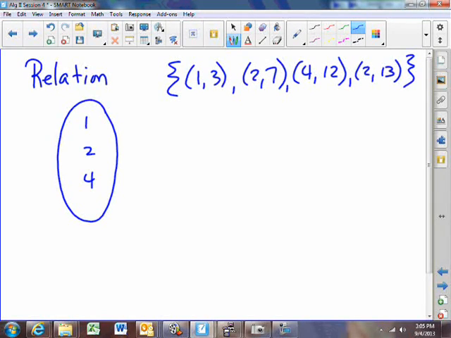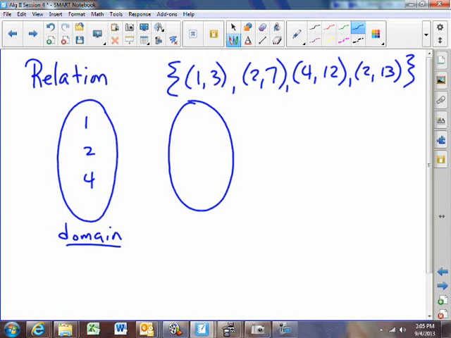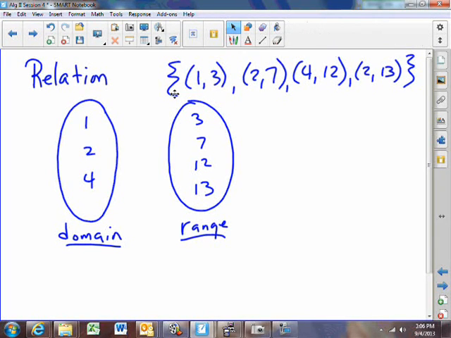Sometimes we refer to this as the x's. Sometimes we call this the domain set. That's an important word. You'll need to remember that. And then we would have a second set of the y's: 3, 7, 12, 13. And we sometimes call this the range set. It's kind of important to know that particular word as well.